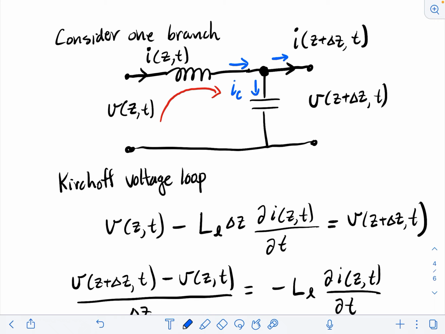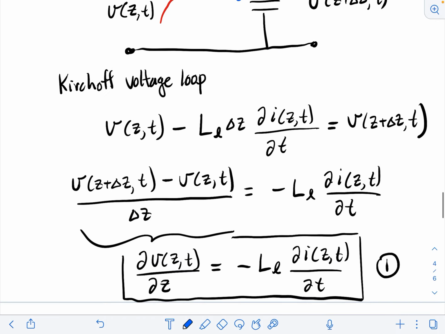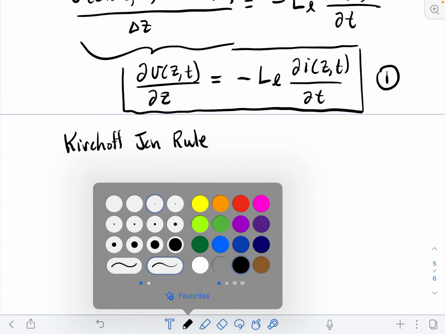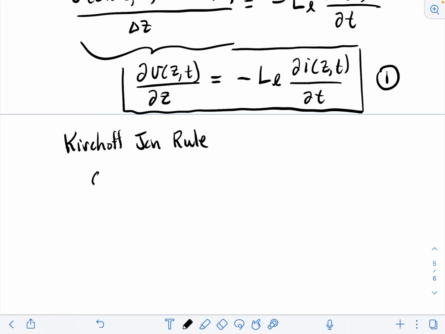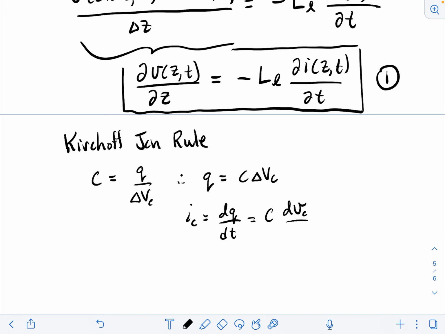Okay, now let's just remind ourselves that capacitance is Q over delta VC, say the voltage across a capacitor, and so that means Q is C times delta VC. So if we wanted the current in the capacitor, that's going to be dQ/dt, which is going to be equal to C, and then dVC/dt. Okay, so with that in mind, let's do the junction rule.